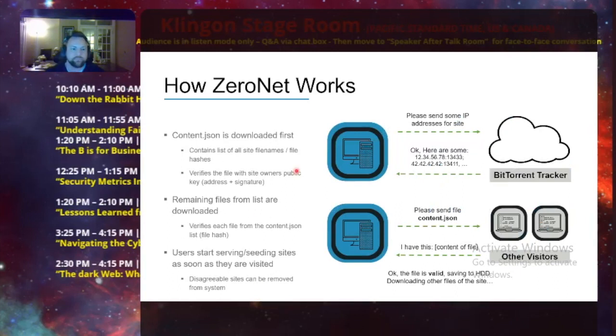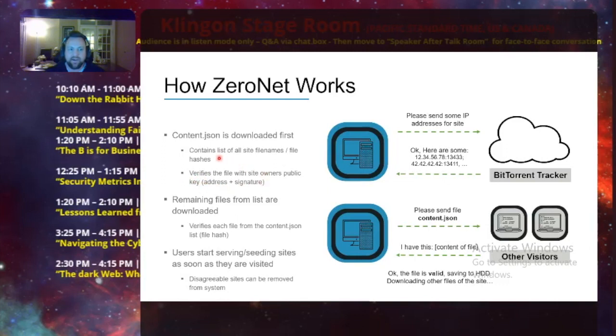So for example, how ZeroNet works, right? I say, hey, I'm trying to get to Joe's site. Please send me some IP addresses for the site. I send that out to the BitTorrent tracker. The BitTorrent tracker then sends back to my client, here's some IP addresses. Great. I then download the content.json file and verify that the file is owned and signed by the address owner.